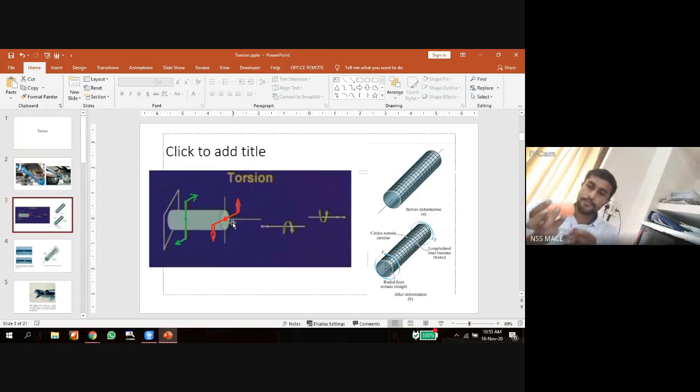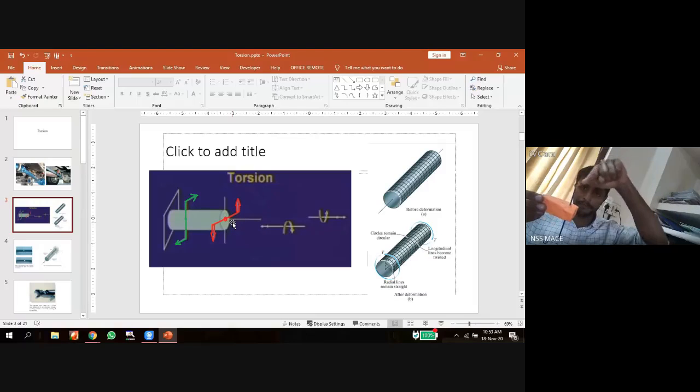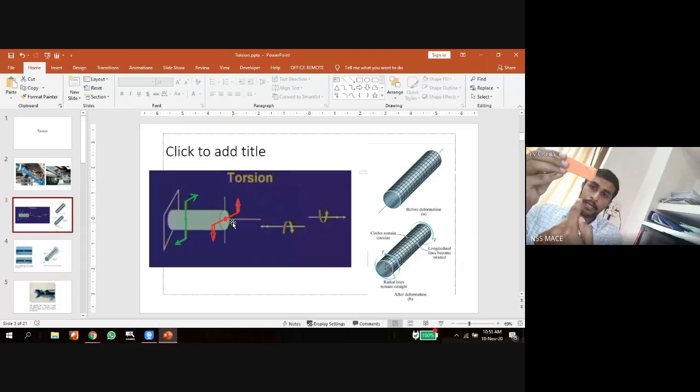For that, consider a lever. A lever is fixed at the end of this shaft. I am applying a force in this direction, and a force is acting on this end. In the opposite direction, I am applying a normal force on this connecting member. Similar to this case, you can see.